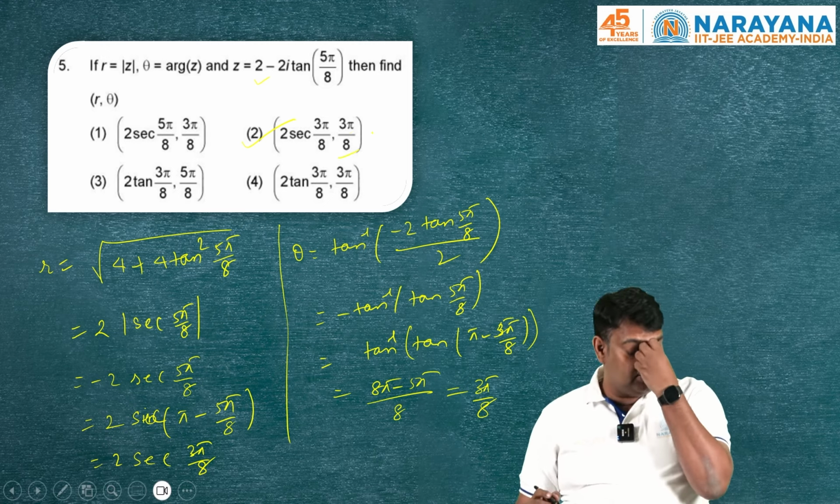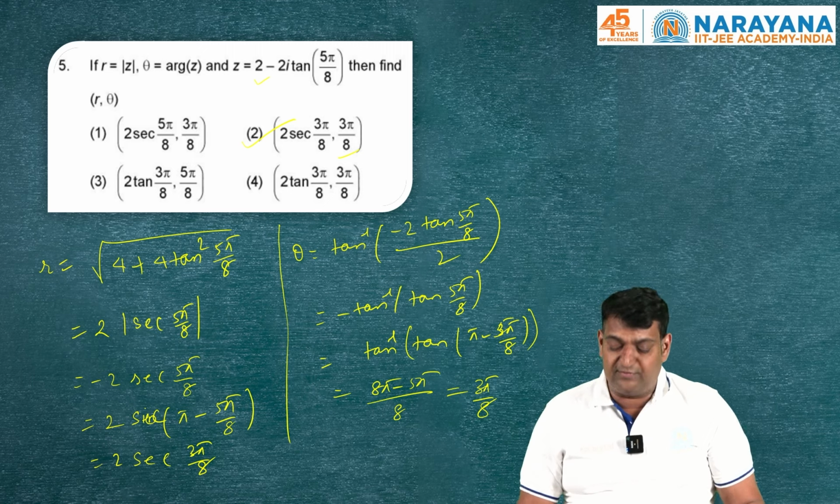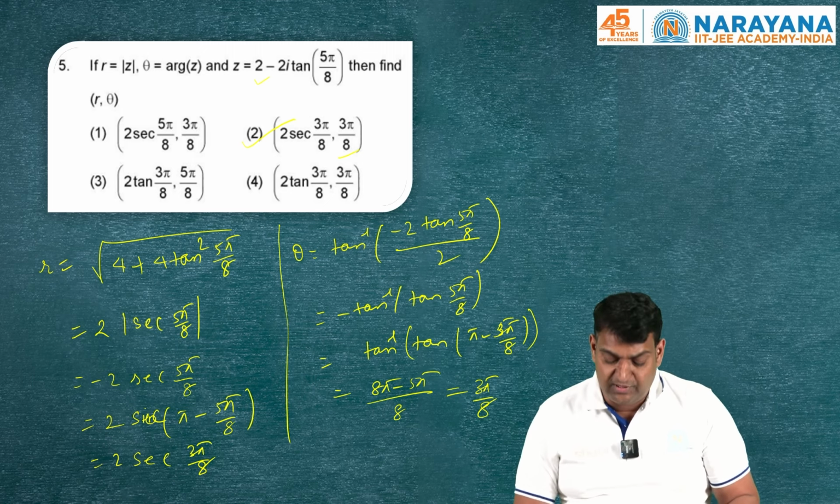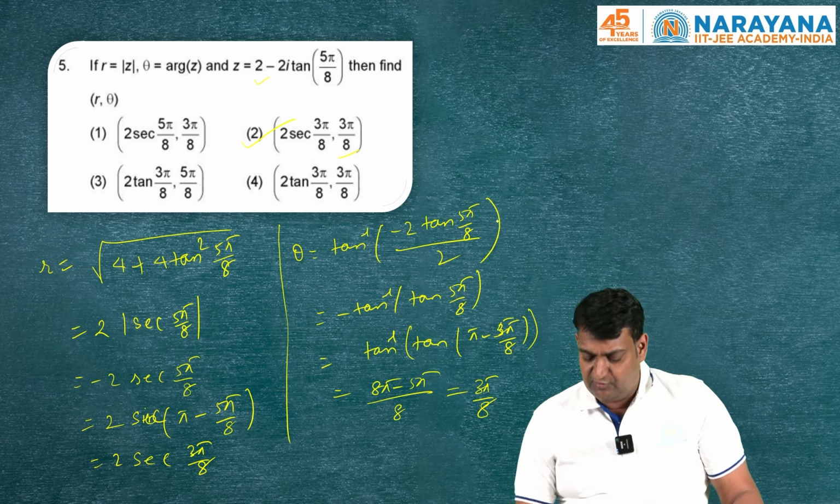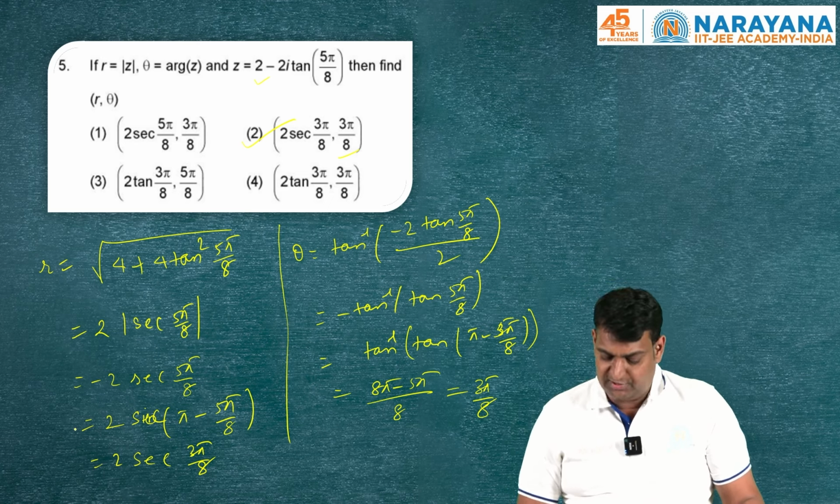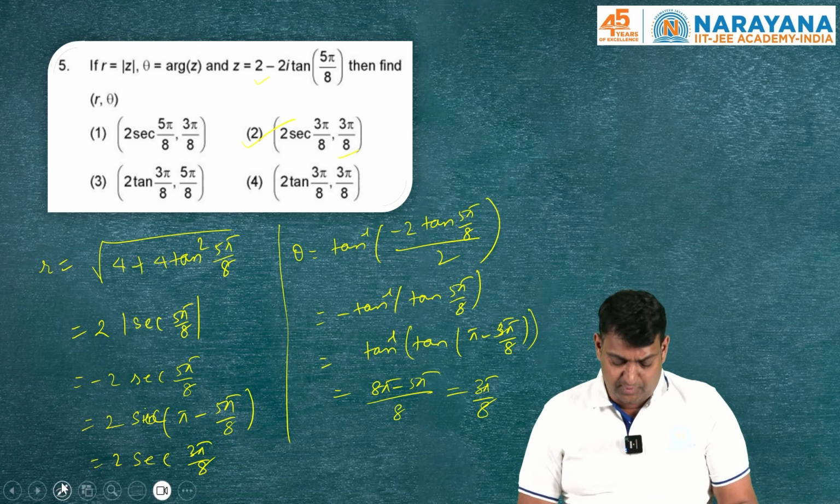But again, if we use a little intelligence, there is no need to calculate. According to the options, we can directly come to the conclusion that option 2 should be the answer, if in case these are the options given. But okay, this is the way to find the argument also. So although it's a complex number problem, it's not so difficult. It's a very simple problem only.